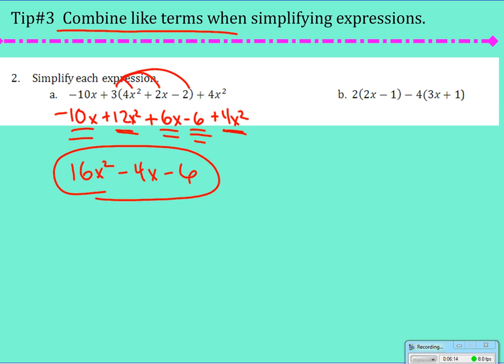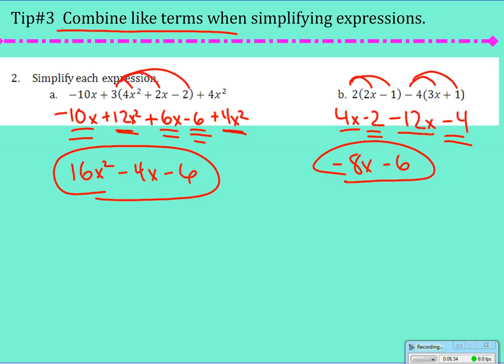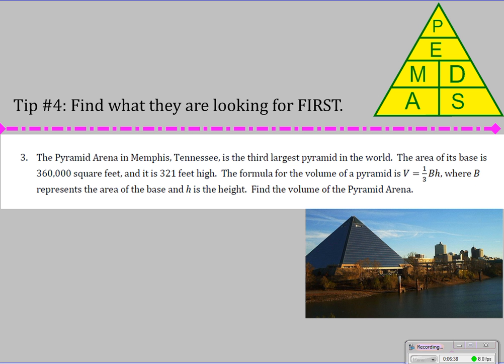Here, same kind of idea. Distribute that. 4x minus 2. Now I've got to be able to take that subtraction through as well. So this is actually going to be minus 12x minus 4. So now combine like terms. Be careful with signage. So negative 8x minus 6. There's my answer.